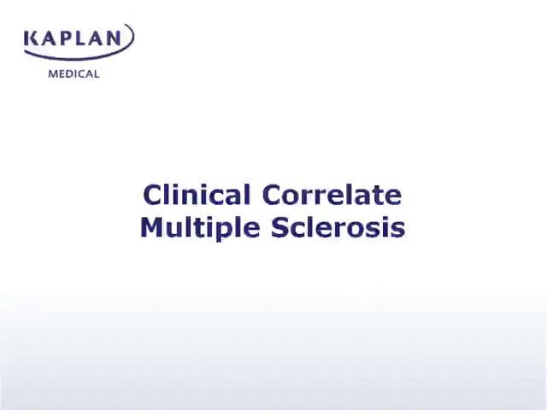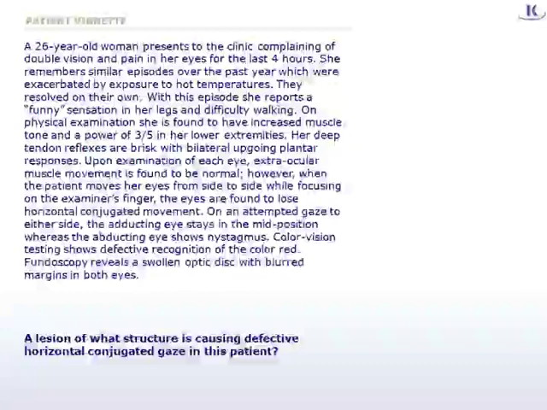Clinical correlate, multiple sclerosis. In the anatomy lecture, the function of oligodendrocytes is discussed. Oligodendrocytes myelinate neurons in the central nervous system. Multiple sclerosis is a disease that affects the myelin sheaths of the CNS neurons, leading to focal areas of demyelination and neuronal loss. Take a moment to read the following clinical vignette.